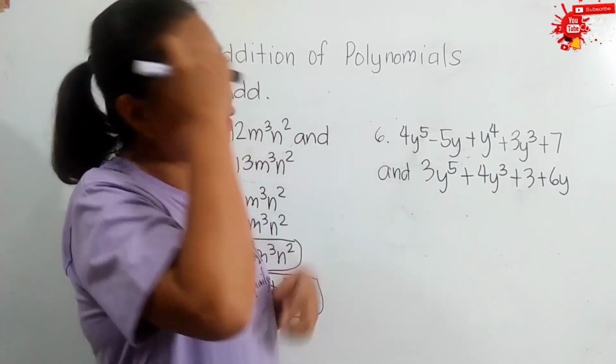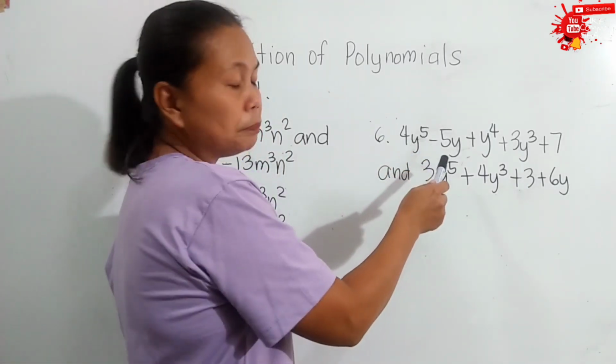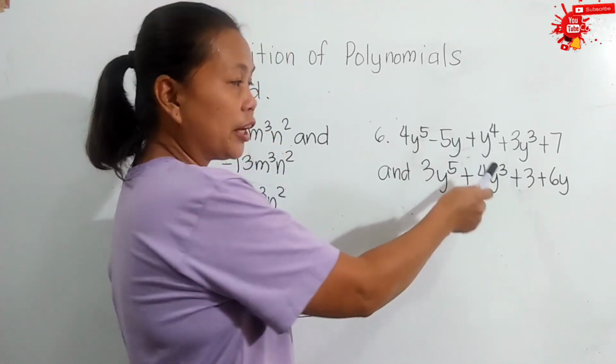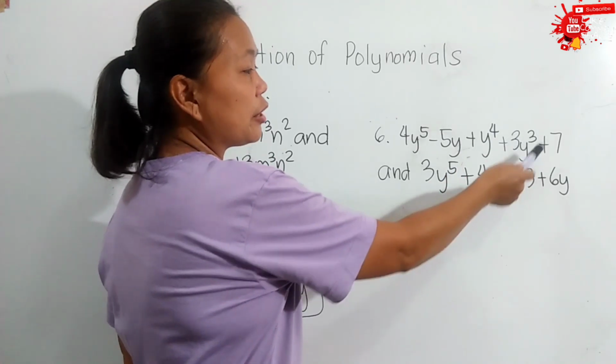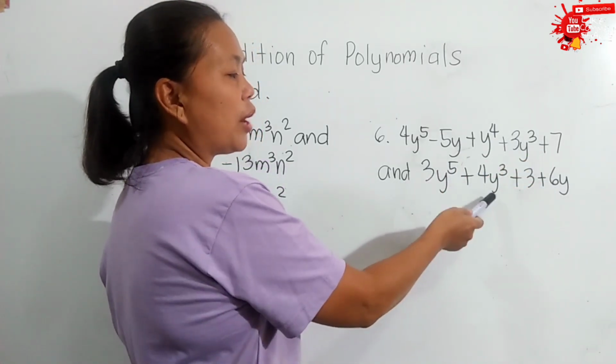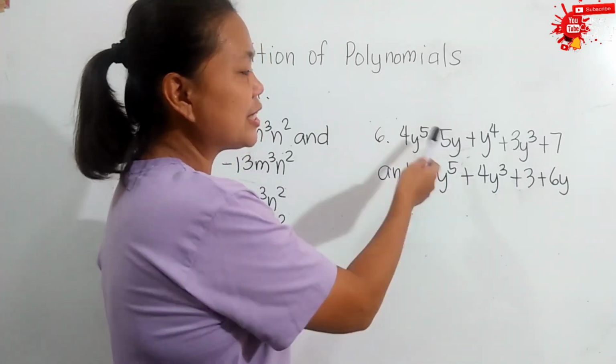Now, we are given here example number 6. We have here 4y to the fifth minus 5y plus y to the fourth plus 3y cubed plus 7, and 3y to the fifth plus 4y cubed plus 3 plus 6y. If you notice, they have the same degree.